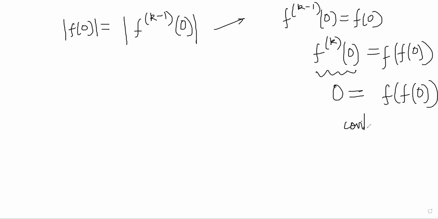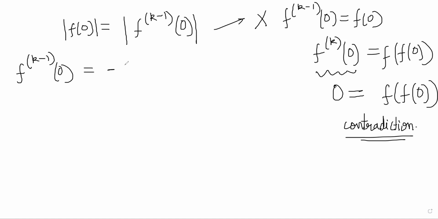But this is a contradiction, because if you recall, we had assumed that k is greater than or equal to 3, and that implied that f of 0 could not be 0. Go back to the video at the beginning of the problem. We had said that f of 0 cannot be 0, because we have assumed k is greater than or equal to 3, and k was the smallest number for which f of k of 0 is 0, right? So this is a contradiction. So this case is gone. So we are getting now the other case, f of k minus 1 of 0 should be equal to minus f of 0, right? This is the only other option that we have, because the other option has been contradicted.